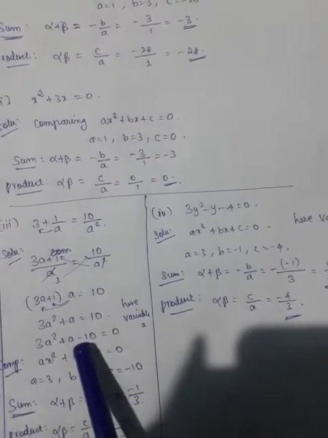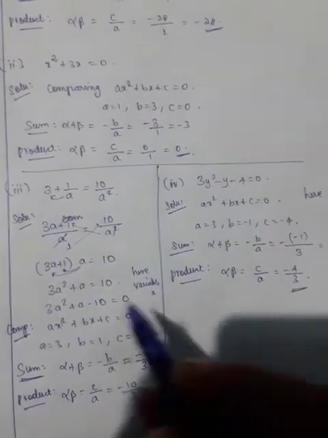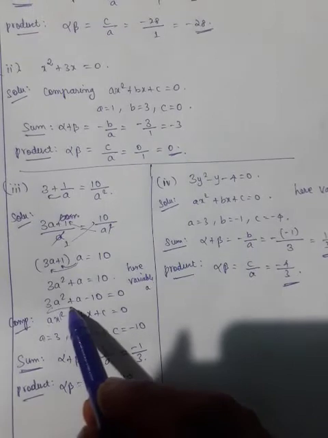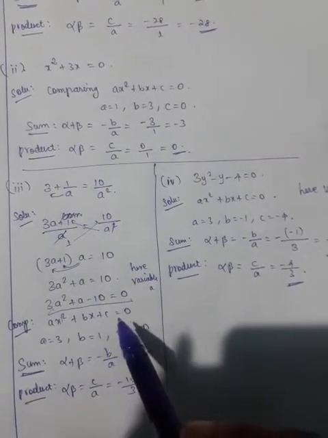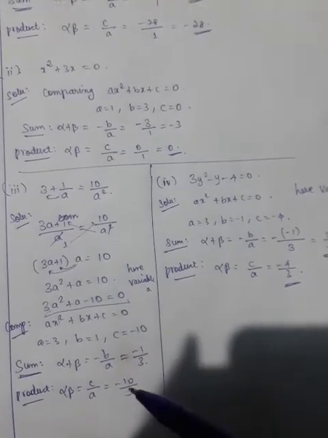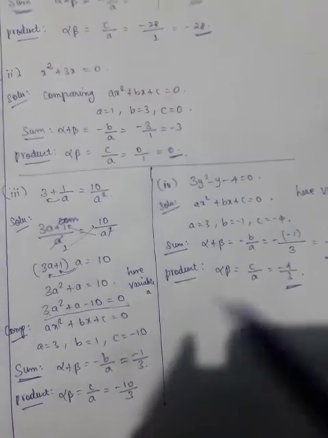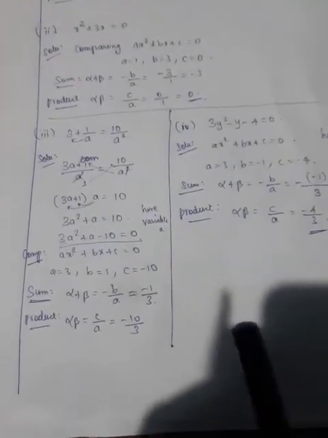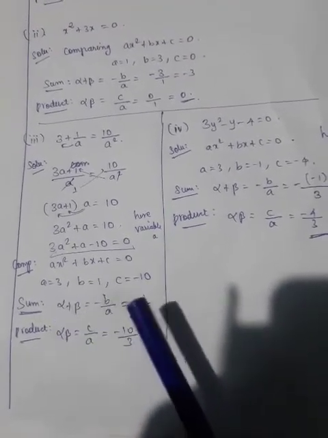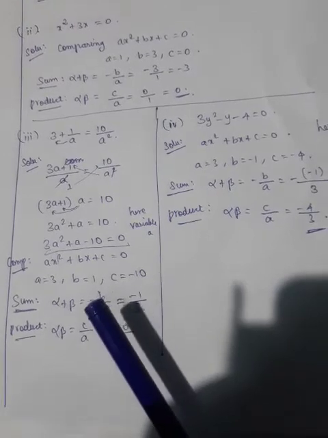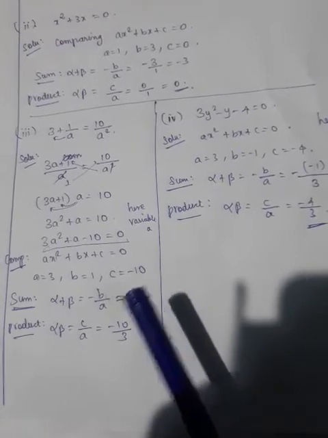This 10 comes to the left hand side, and we get the equation 3a square plus a minus 10 equal to 0. Comparing with the ax square plus bx plus c equal to 0 formula, the normal method only. So a equal to 3, b equal to 1, c equal to minus 10. So alpha plus beta is minus b by a, b value 1, but the formula has minus, so minus 1 by 3. Alpha beta is c by a, c value minus 10 by 3.